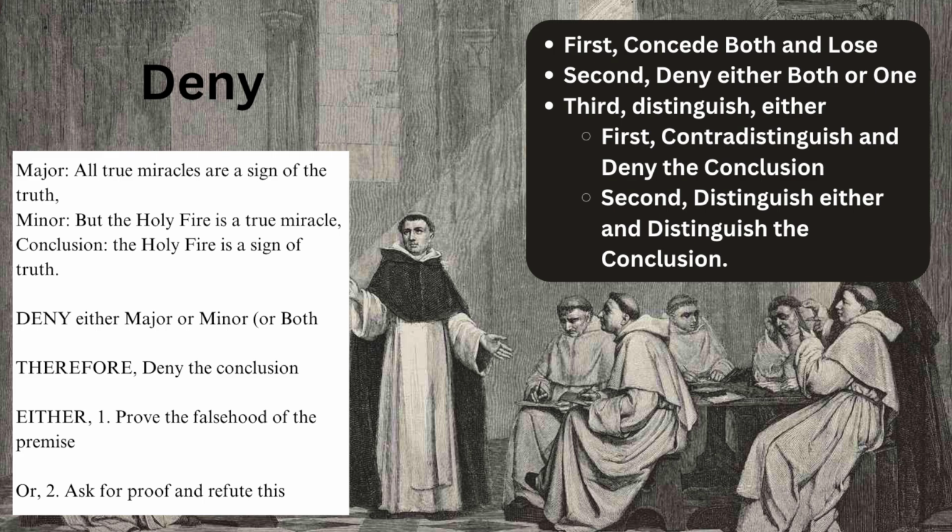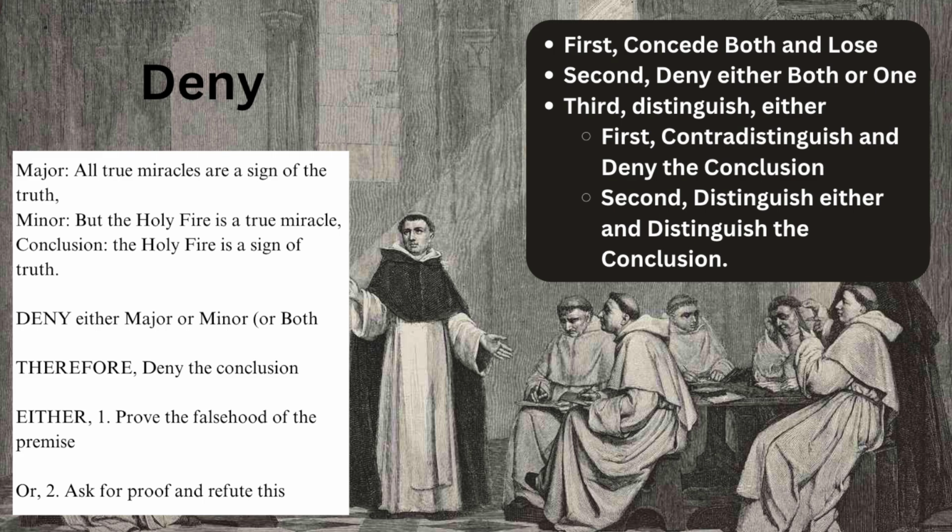At this point, one can either first bring forward your argument against the premise, or second, ask for evidence of the minor premise, then attacking this new argument if one is given. Thus, I would say that I concede the major premise, I deny the minor premise, therefore I deny the conclusion. And then after denying the minor premise, I could give my own evidence for why I think this is false.